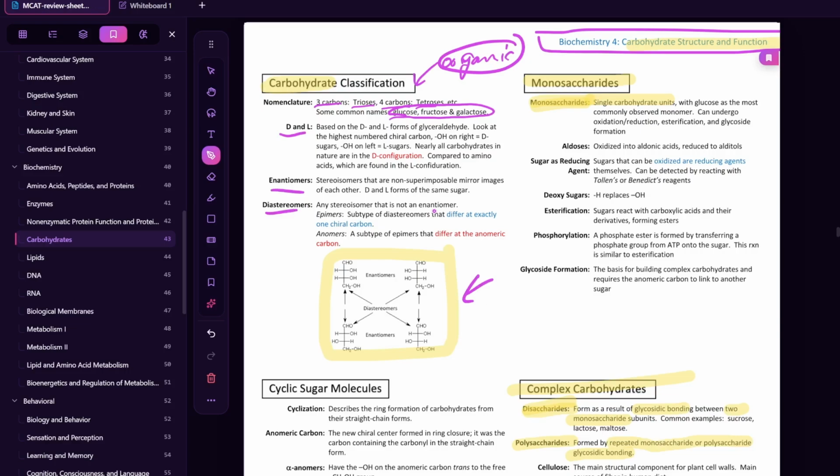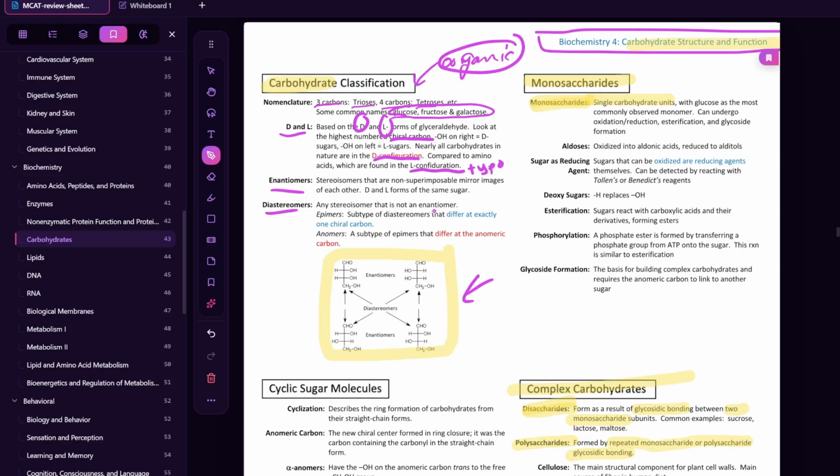enantiomers, and diastereomers. For organic chemistry review, remember I said that things can have a handedness. If it's L, it has left-handedness, and D is for right-handedness. Nearly all carbohydrates in nature are in the D configuration, compared to amino acids, which are found in the L configuration. This says confederation, that's a typo. So remember, carbs mostly D configuration, amino acids mostly L configuration.